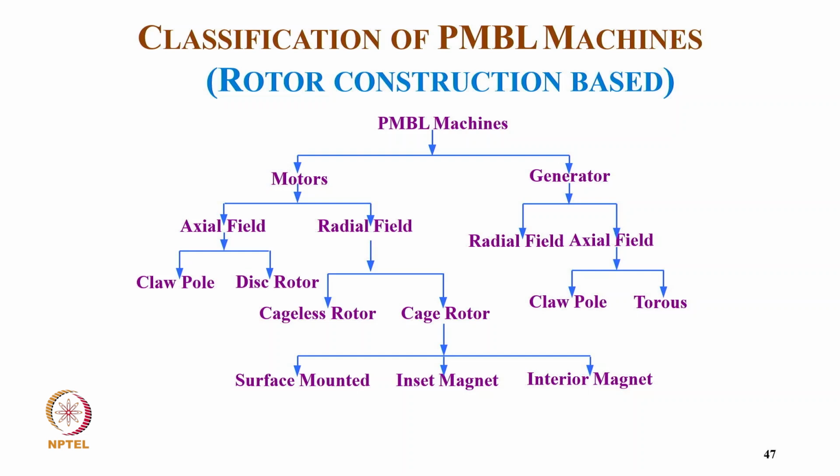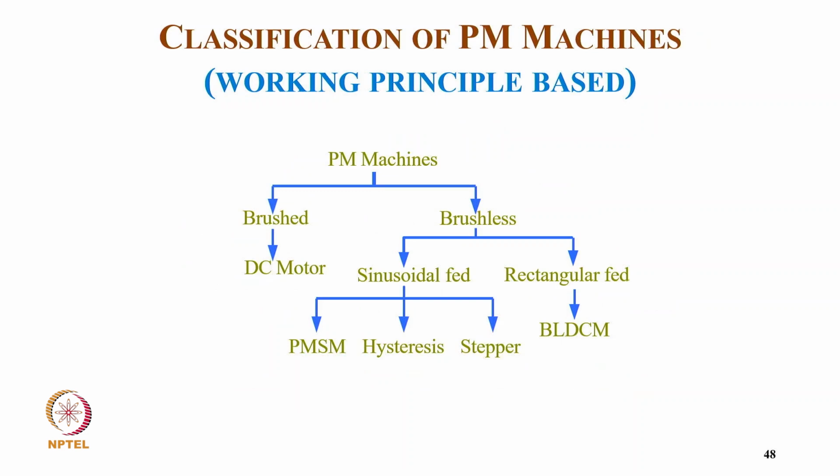And used as a motor we have axial field and radial field. Axial field we have claw and disc motor. Typically disc motors are very popular in BLDC for a number of applications because the size is quite small, and the rotor is a kind of disc and gives a very fast response also. And then another is radial field, like cage motor and cageless. So normally the surface mount, inset mount or interior magnet.